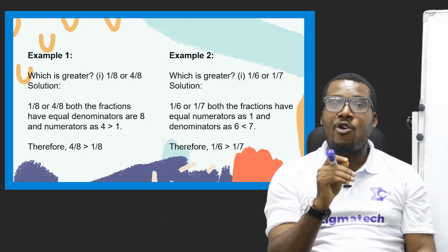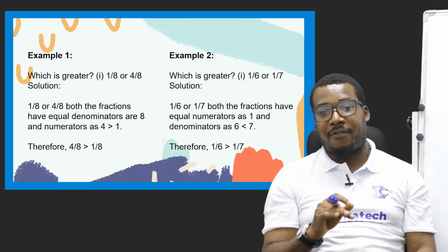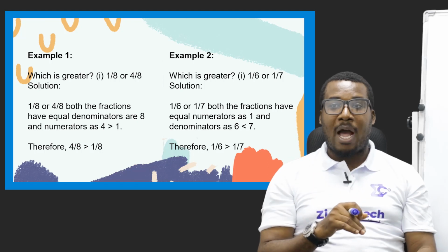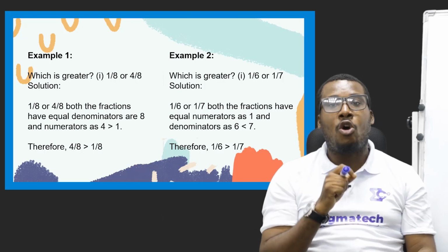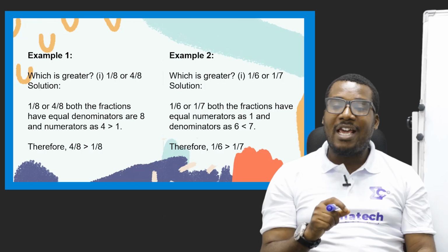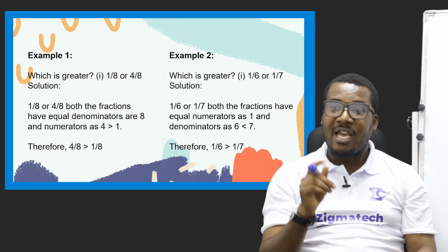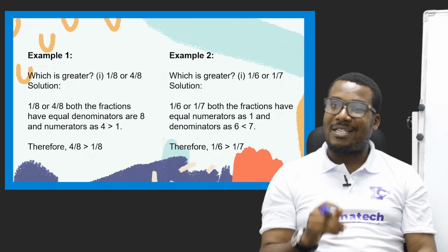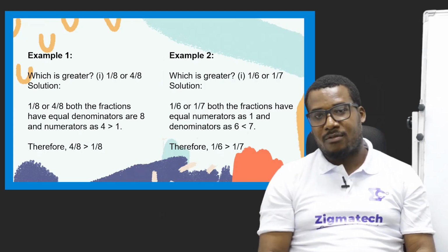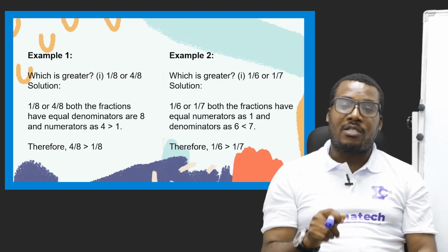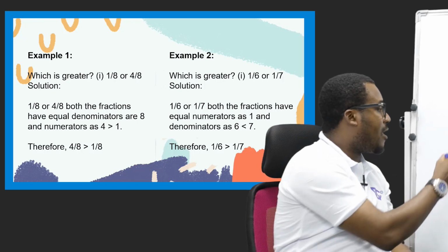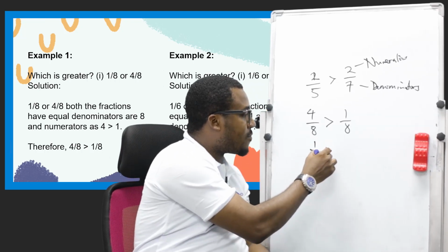And in our case, when we're looking at the outline there, we were told that when the numerators are the same and the denominators are different, the one that has the lower or smaller denominator makes up the greater fraction. In this case, if you look at it very well, 6 is less than 7. Thus, 1 over 6 is greater than 1 over 7.